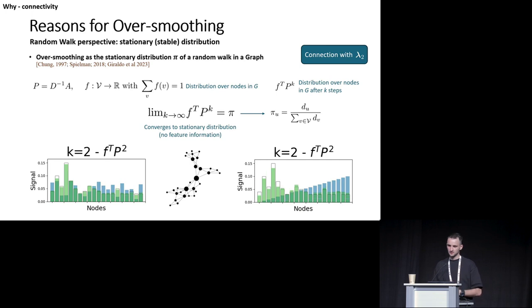And it's known from the study of the stationary distribution that no matter what the input signal is, and that's very important, no matter the features of your nodes, this distribution will asymptotically converge in the limit to the stationary distribution. The stationary distribution is the degree distribution. So no matter what my feature is, in the limit I will converge to my degree divided by the sum of all the degrees in the graph. And here we have two examples: in the graph in the middle, the blue is the initial distribution. As you see, they are very different, and they converge to the same one, which is the green distribution.